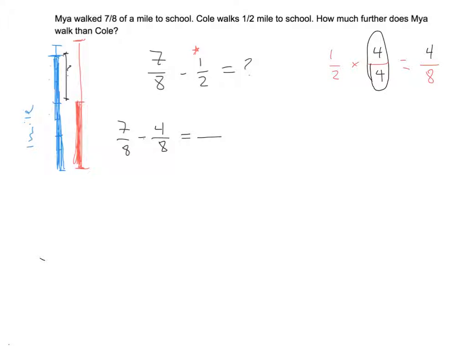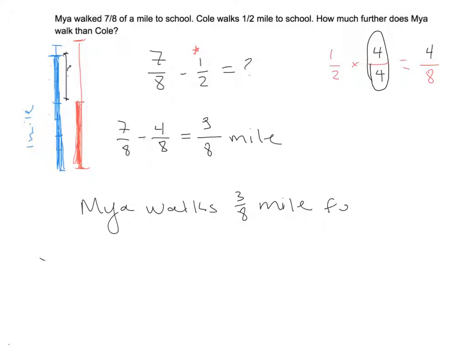And now we can easily subtract just like we did with addition. 7 minus 4 is 3, and then our denominator is still going to be 8. So we are left with 3/8 of a mile. If we want to put that back into the context of the problem, then we would say that Maya walks 3/8 of a mile further than Cole.